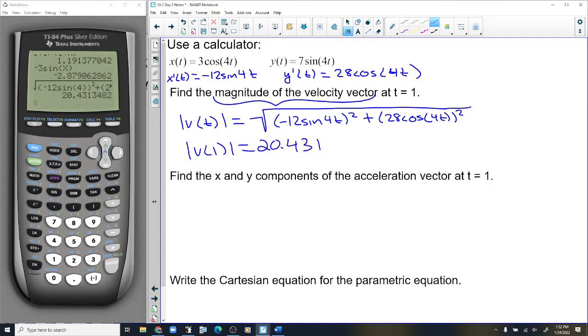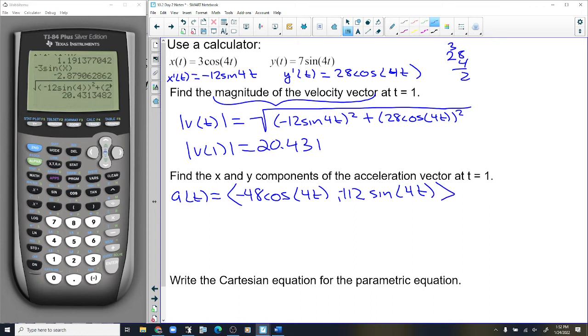Find the x and y components of the acceleration vector at t equals 1. All right, well, the acceleration vector, I need the derivative of this, which is negative 48 cosine of 4t. And what's 28 times 4? 112. Negative 112 sine of 4t. There, second derivative.